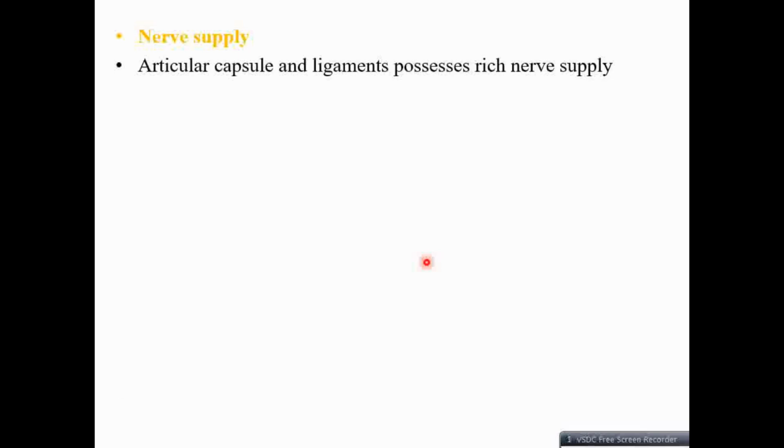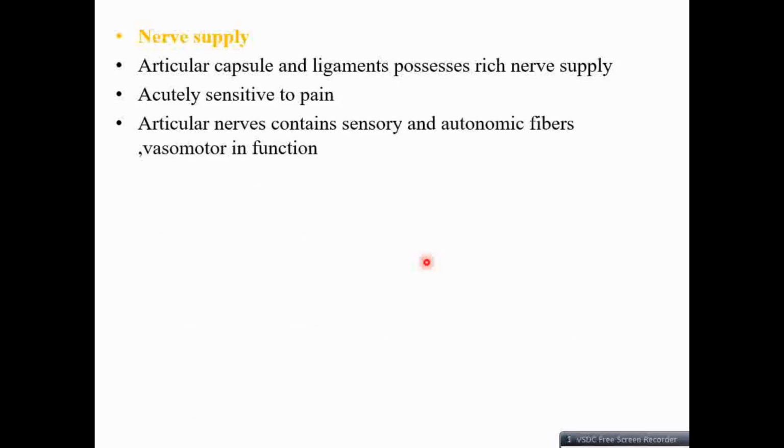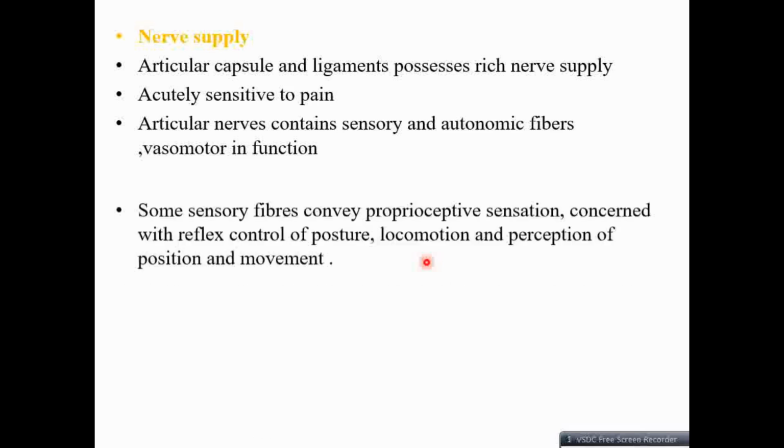Nerve supply. The articular capsule and ligaments possess a rich nerve supply. They are acutely sensitive to pain. Already I have explained the watchdog action of the articular capsule, what happens when the nerve or the articular capsule is being stretched, in the last video. Articular nerves contain sensory and autonomic fibers, that is sympathetic fibers that supply the blood vessels. So they are vasomotor in function.